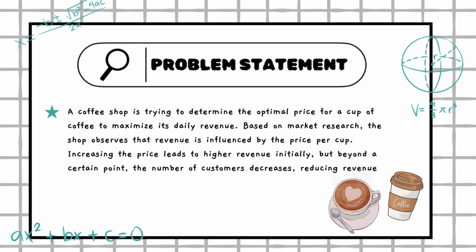Problem statement. A coffee shop is trying to determine the optimal price for a cup of coffee to maximize its daily revenue. Based on market research, the shop observed that revenue is influenced by the price per cup. Increasing the price leads to higher revenue initially, but beyond a certain point, the number of customers decreases, reducing revenue.